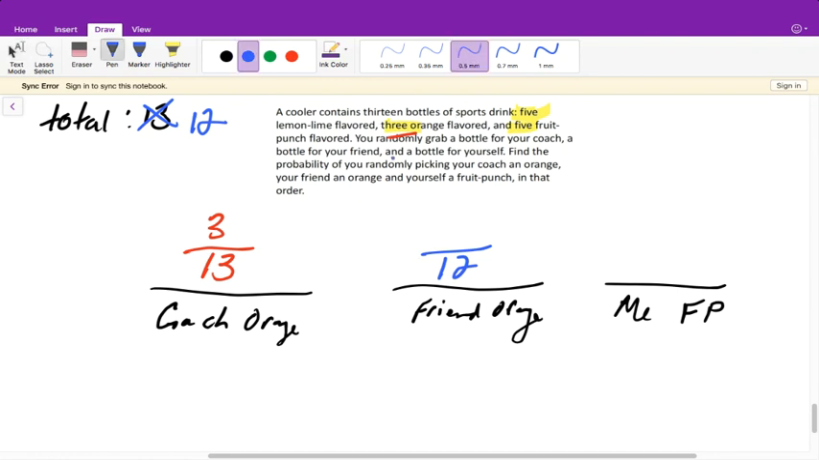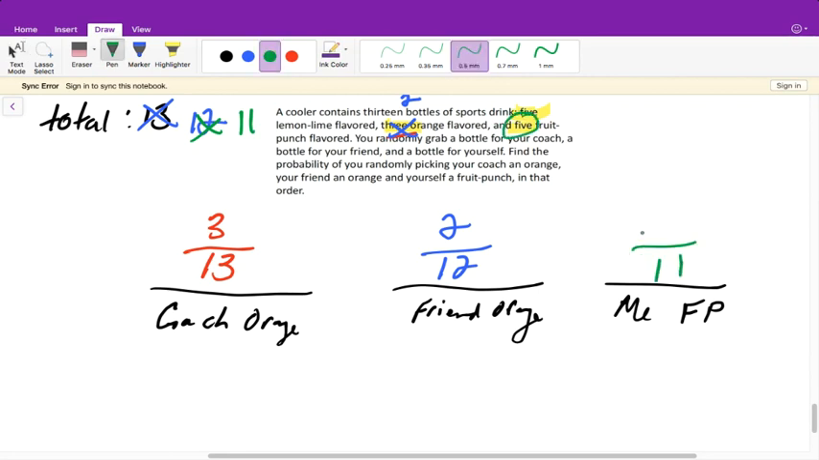And since I gave an orange to my coach, I no longer have 3 in there. I have 2. So that means I have 2 out of 12 because he already received one of the 3 oranges here. And the same thing, after I pick this drink, which is an orange for my coach, I no longer have a 12, but I have 11. So that means when I go to pick my drink, I have 11, and I want a fruit punch.